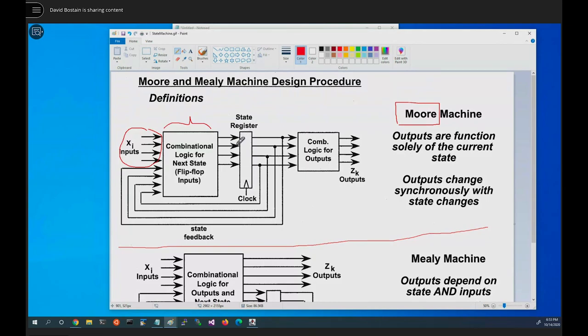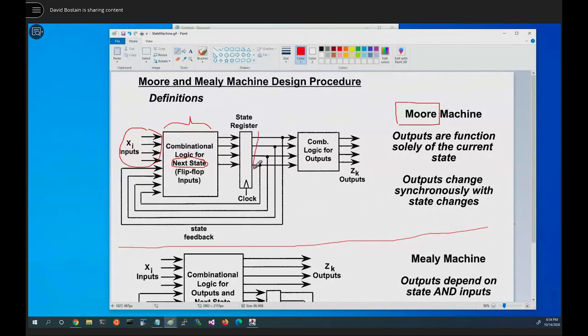But each of these, consider to be a separate flip-flop. This could be the D input of each one. This could be the T input of some T flip-flops. This could be J and K, J and K, J and K, J and K, where there are two arrows for each of the one arrow here. And what their values are is computed based on this input, as well as whatever the state register currently holds. So we're computing next state based on the current value, the current state, and the current inputs.